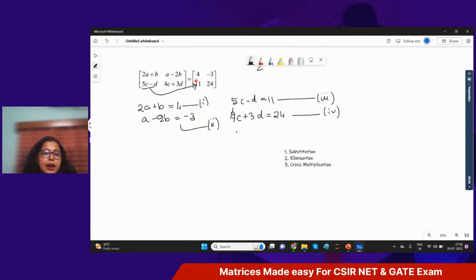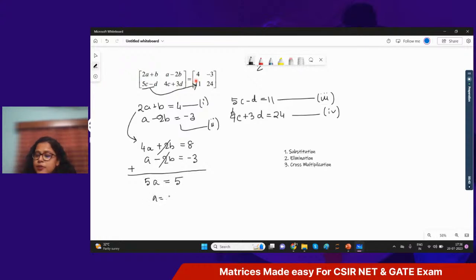Okay, now we have to make the coefficients similar, so we can multiply 2 to equation 1. So this equation becomes 4a plus 2b equals 8. Now if we write this equation, it's a minus 2b equals minus 3. Now if we add them up, 2b and minus 2b get cancelled. So what is remaining? 5a equals 8 minus 3, which is 5. So a equals 1.